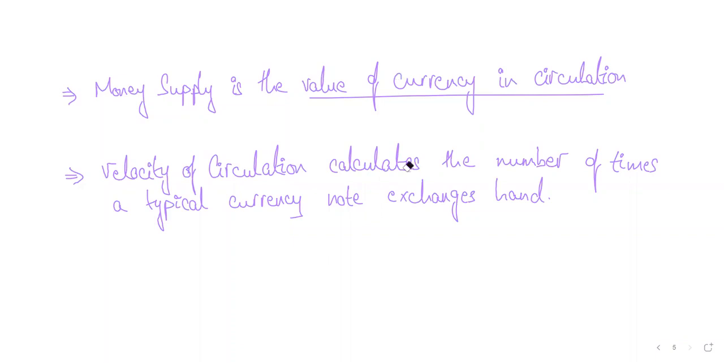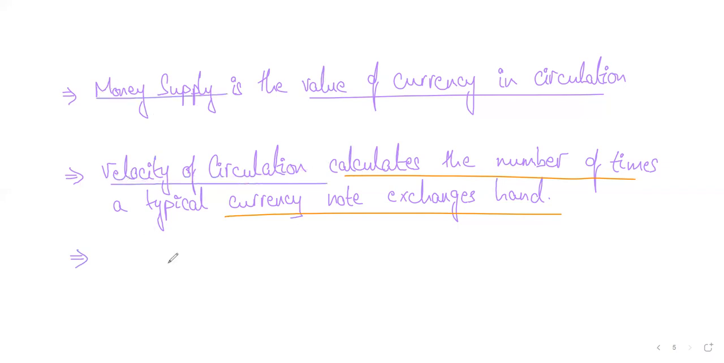So velocity of circulation calculates the number of times a typical currency note exchanges hands, right? So if in 1 month, as I said, that 100 rupee note or 500 rupee note is exchanged 5 times or 6 times, that will be its velocity of circulation, right? So that is your velocity of circulation. Money supply is the value of currency in circulation.